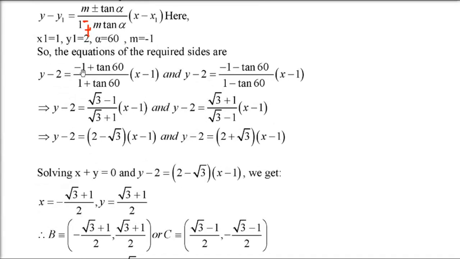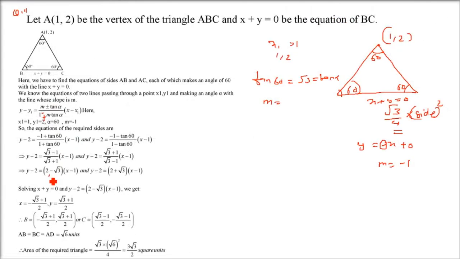So put the values here. As I said, m is minus 1, tan 30 is root 3. So these are the two equations you are going to get. I hope you'll be able to do that. Now, these two equations are the two sides holding the triangle. Let us call them L1 and L2.